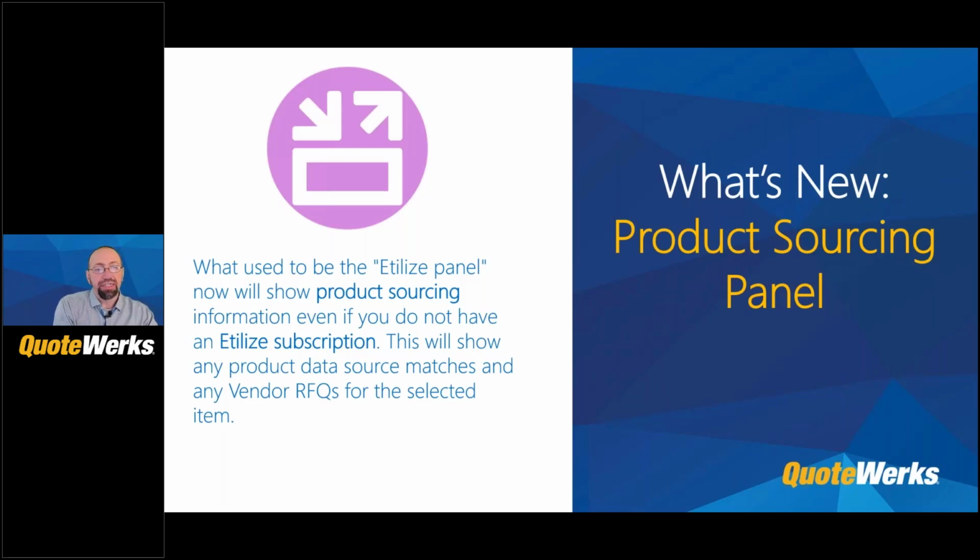So basically, you'll be able to see all of your pricing from all of your different product sources within QuoteWerks with a single search. So even if you don't have Etilize, you'll be able to see this panel where you can actually see the pricing from like 5 of your product sources within QuoteWerks, including external sources. So maybe QuickBooks or ConnectWise Manage or Autotask or any of those, you'd be able to see that. And really where this comes into play, and you'll see this as we do the demo, it's with the vendor RFQ integration.